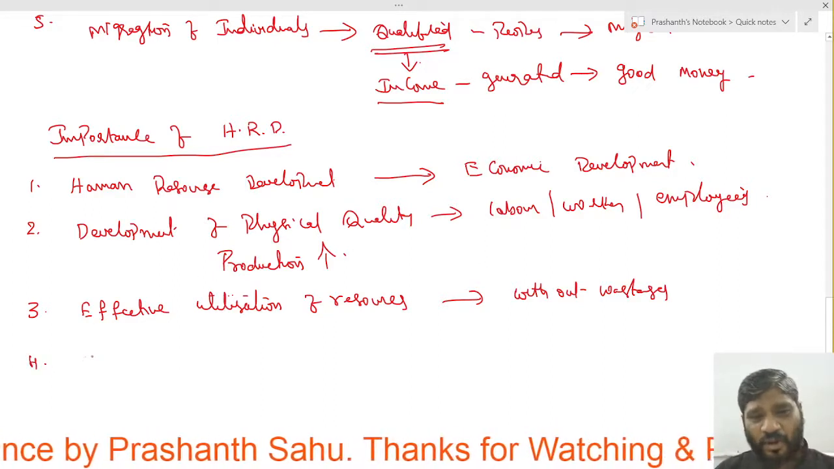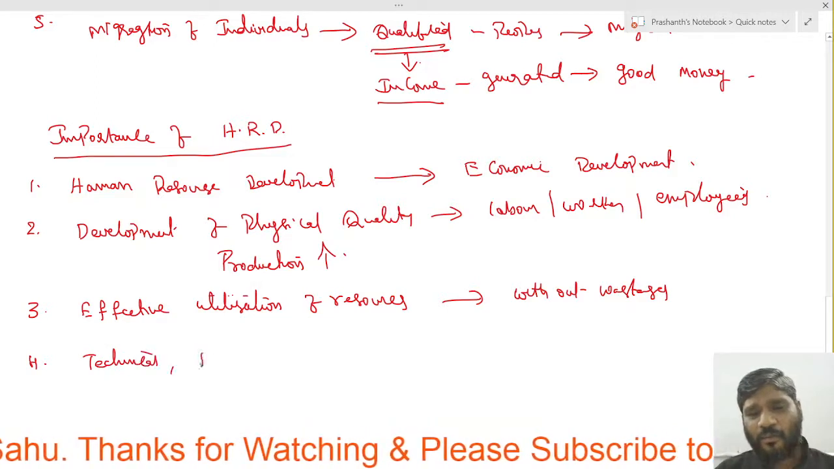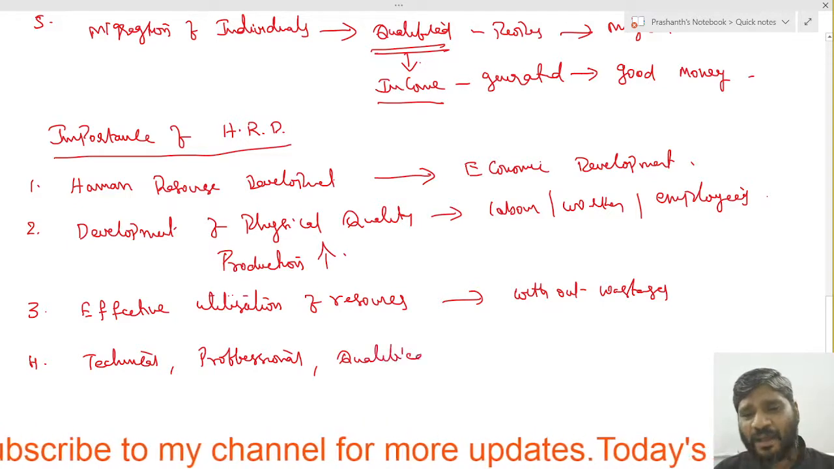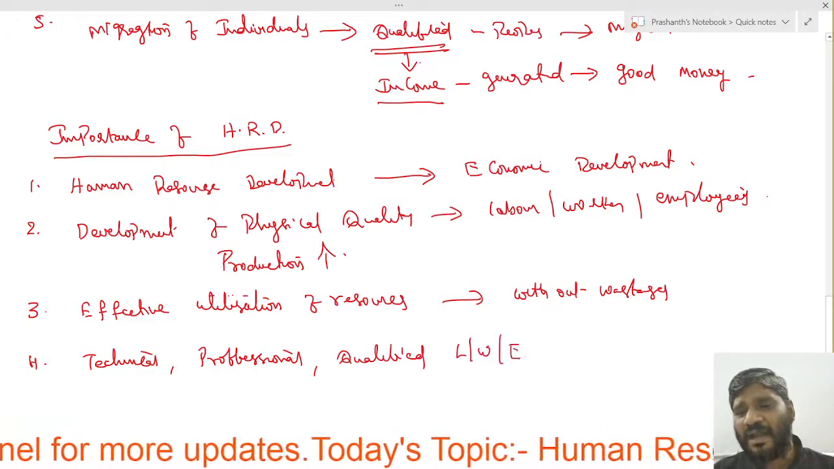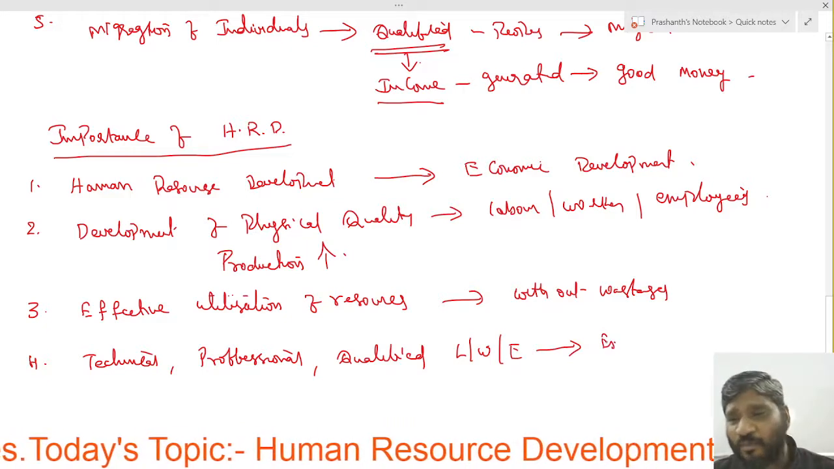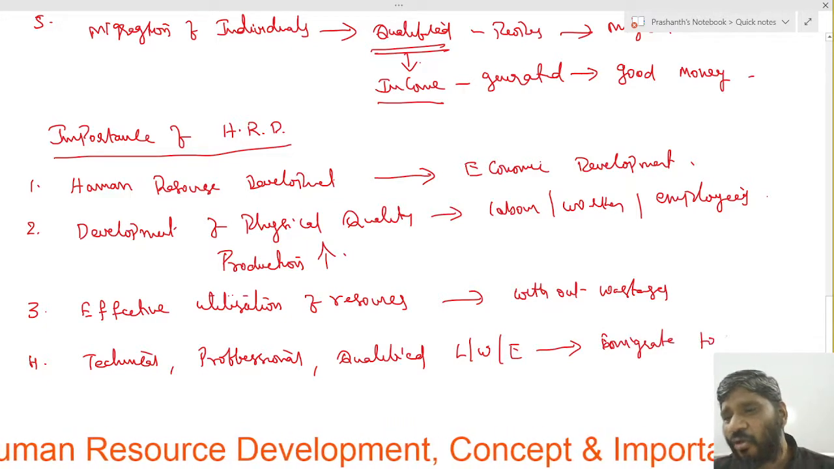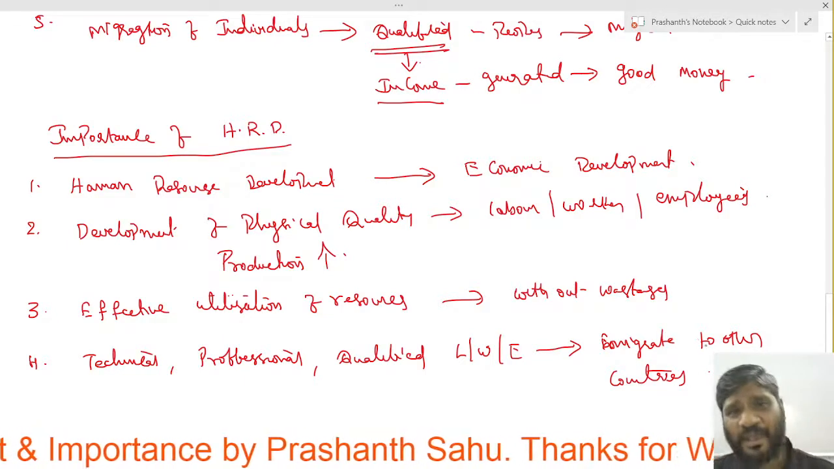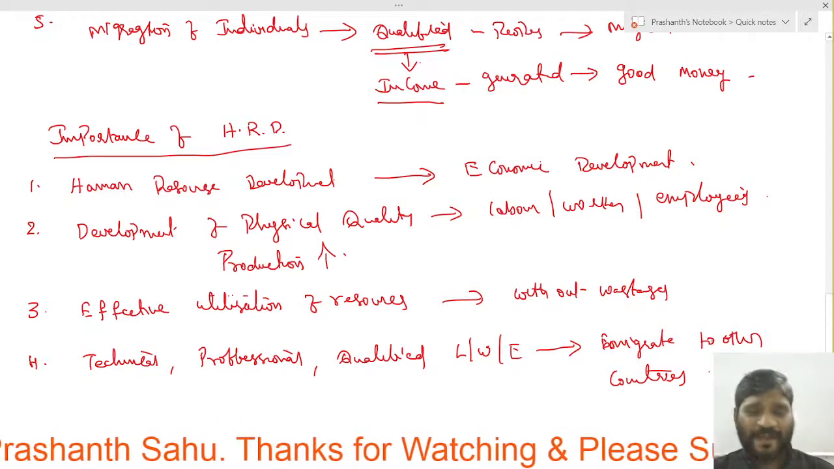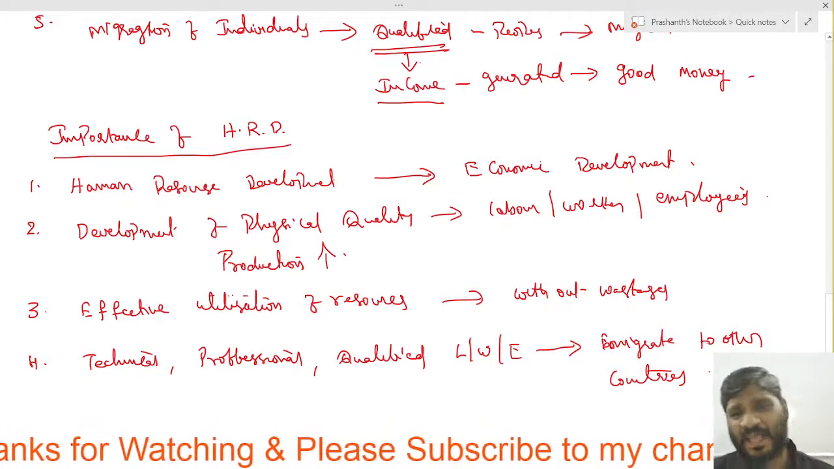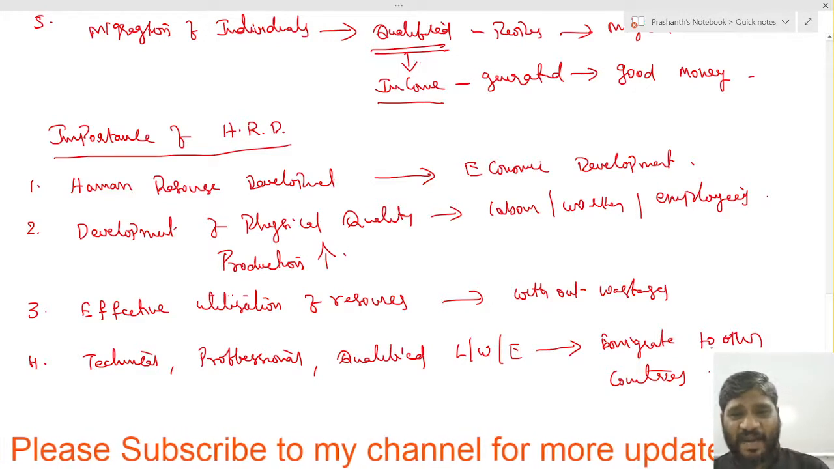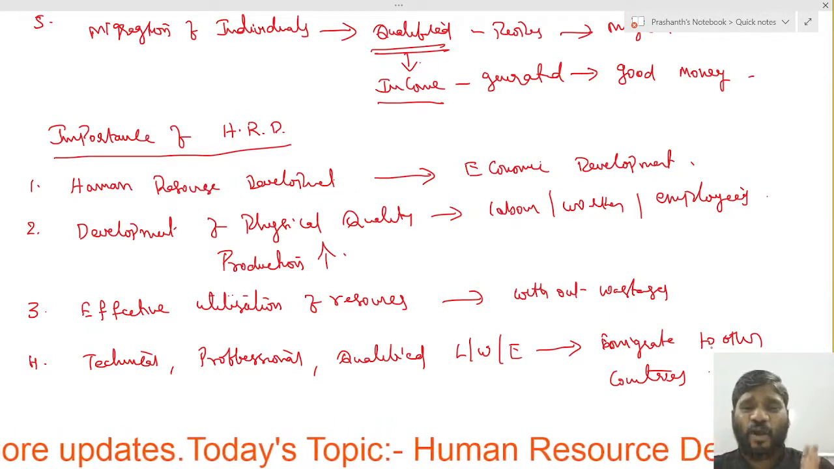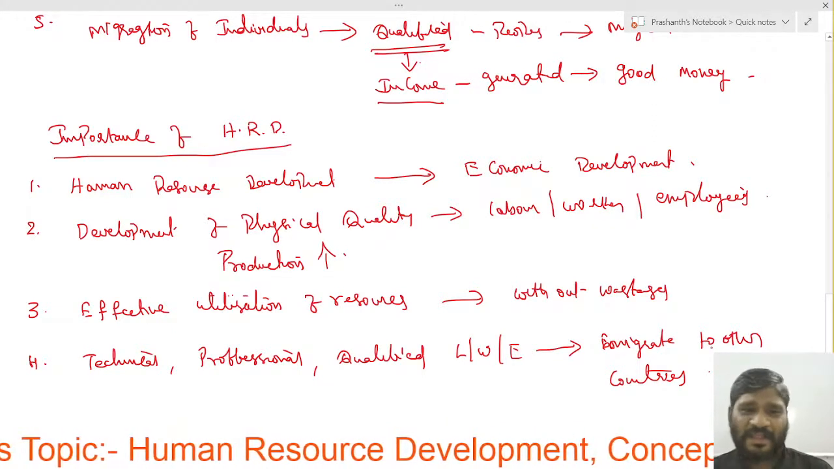Okay, and next, number 4, we have technical, professional, qualified laborers or workers or employees, who can be exported or they can migrate to other countries. More and more job opportunities with a higher pay scale they can access and achieve. So these technical, professional and qualified workers, laborers and employees can migrate to other countries and develop a good standard of living and good quality of life.